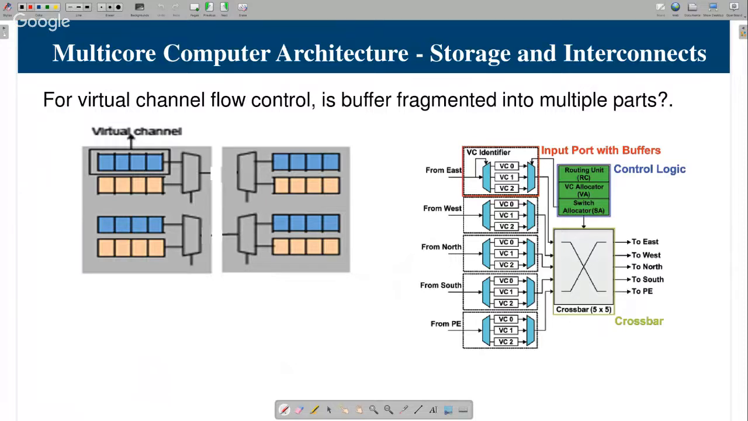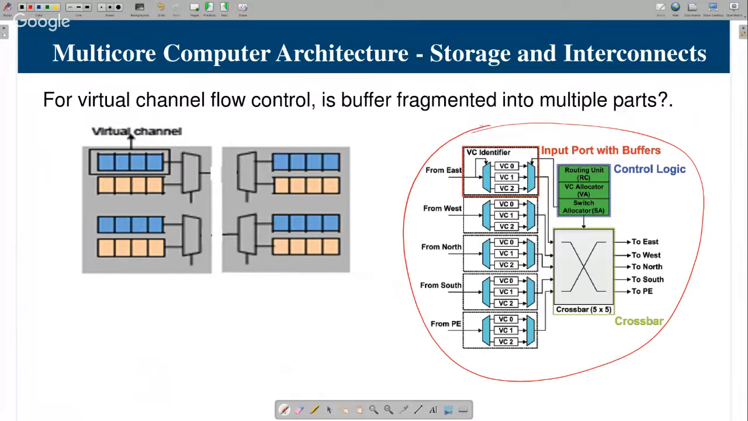For virtual channel flow control, is the buffer fragmented into multiple parts? So I have shown a diagram on the right side. This is your virtual channel router. Your flits are going to come from various directions: north, south, east, west, and the local port. The first point of entry in the router is your ports. Now, in the ports, you have the virtual channels. The flit that is going to enter will sit in either VC0, VC1, or VC2. The number of the VC is determined in the previous router itself, which is called virtual channel allocation.